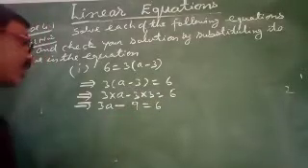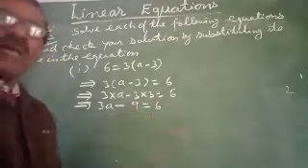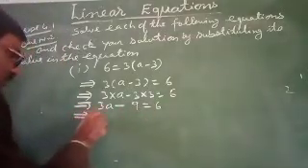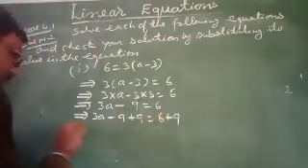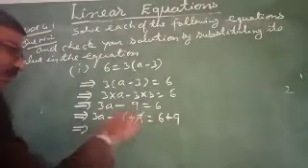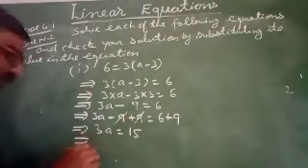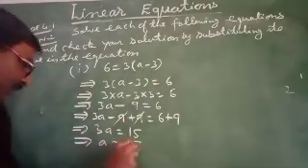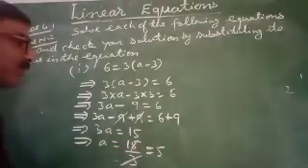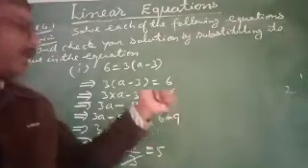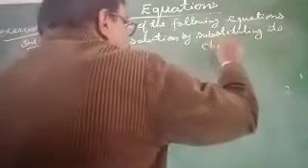Now you have to find out the value of a. So we add 9 on both sides. Then it will be 3a minus 9 plus 9 equals 6 plus 9. Therefore, minus 9 plus 9 will be cancelled. 3a equals 15, and therefore a equals 15 upon 3. 3 fives are 15. Therefore, a equals 5 is the solution of this equation.